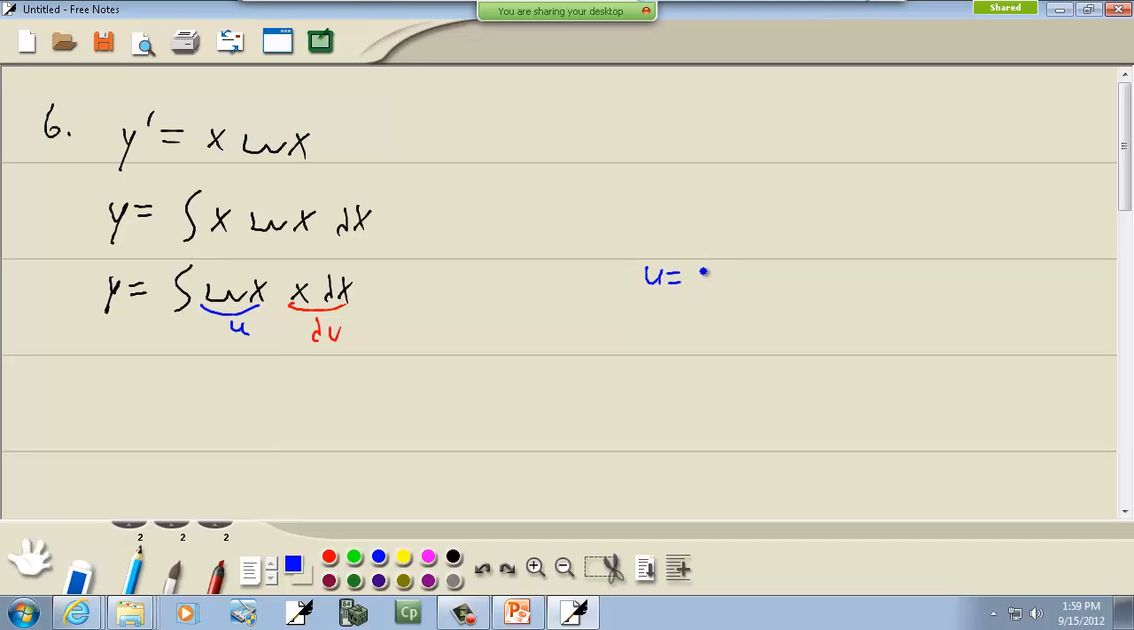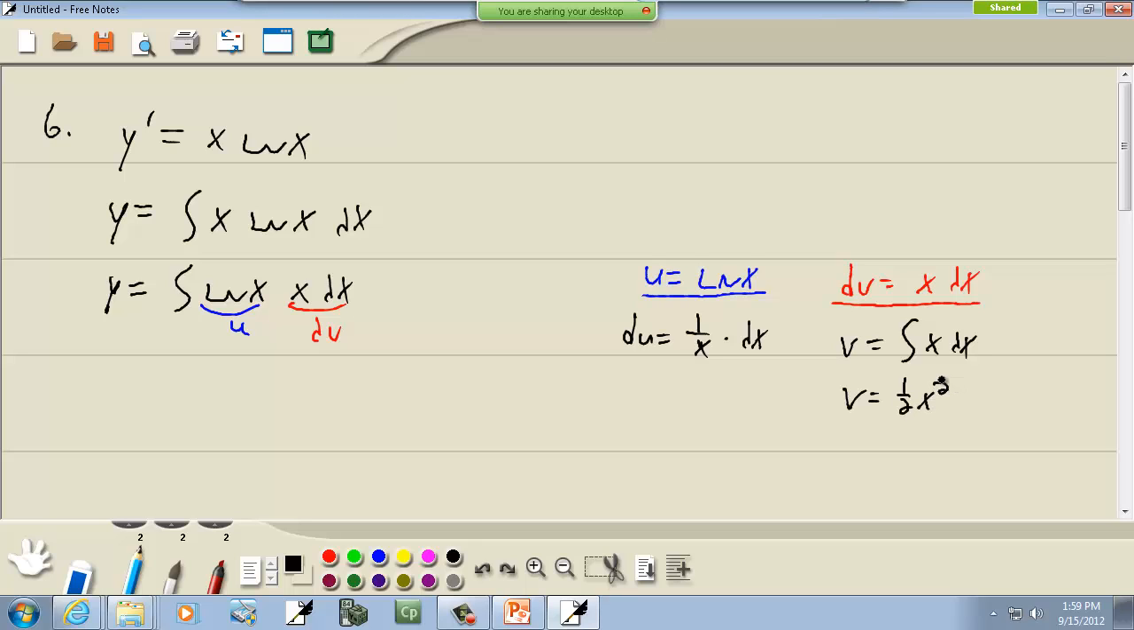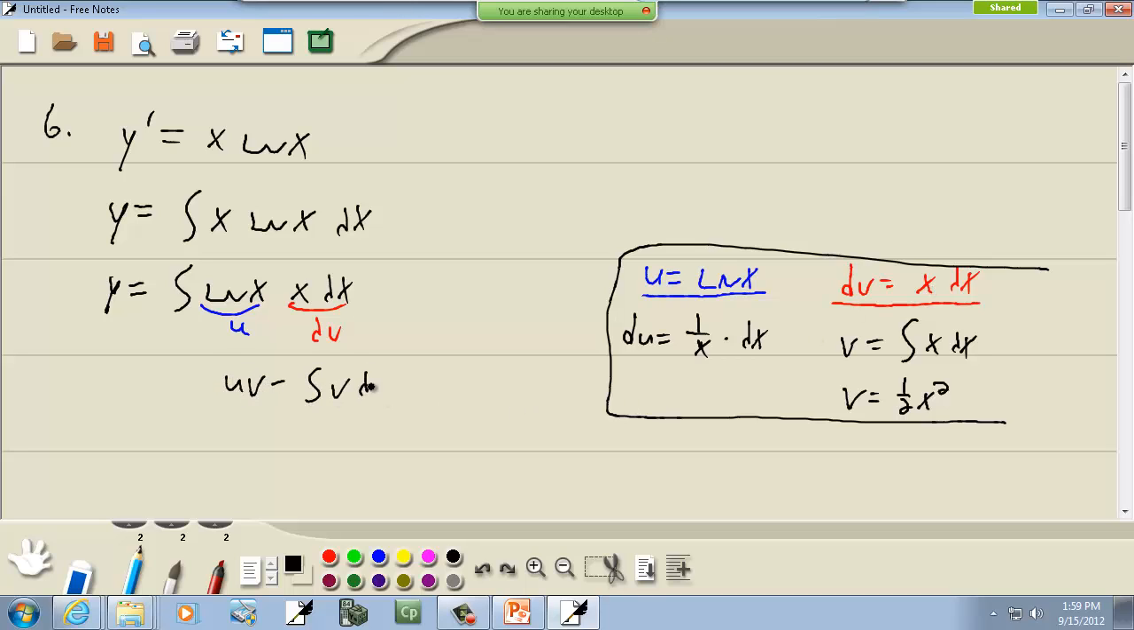So over here, u is equal to natural log of x. And dv is equal to x dx. Derivative of u, du, is equal to 1 over x dx. For here, I'll take the integral of v is equal to the integral of x dx. Add 1 to my power, divide by my new power. So that gives us 1/2 x squared. Okay, so then we got uv minus the integral of v du.